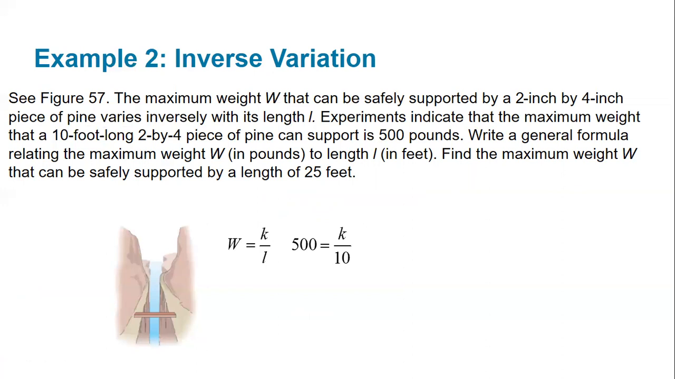All right, so what would I do to get K by itself? Multiply by 10. So when I multiply by 10, I get K equals 5,000.